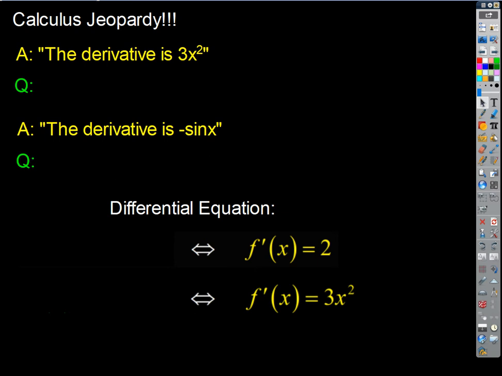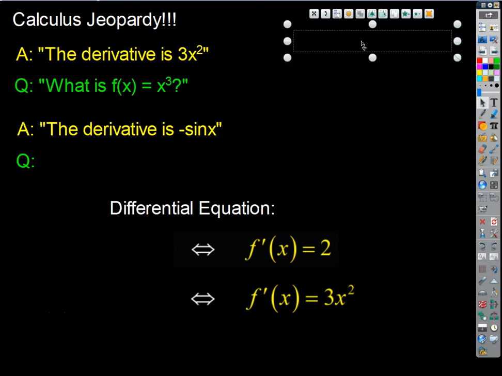So the answer is, in this first one, the derivative is 3x squared. What is x cubed plus c? So the question is, what is f of x equals x cubed? But we do have to be a little bit careful. Okay, so what is x cubed?